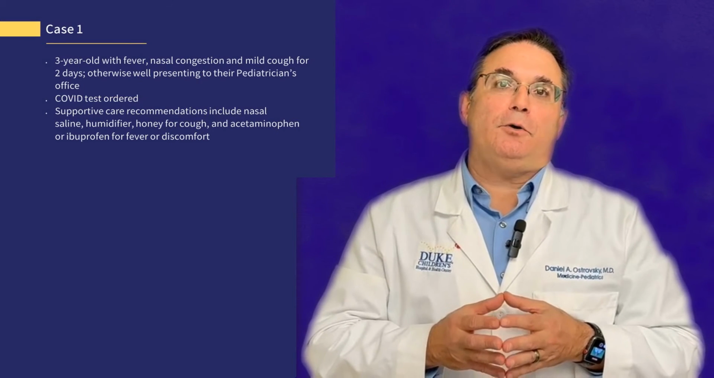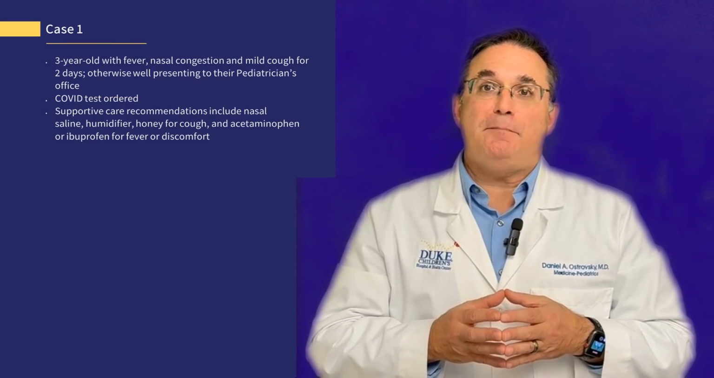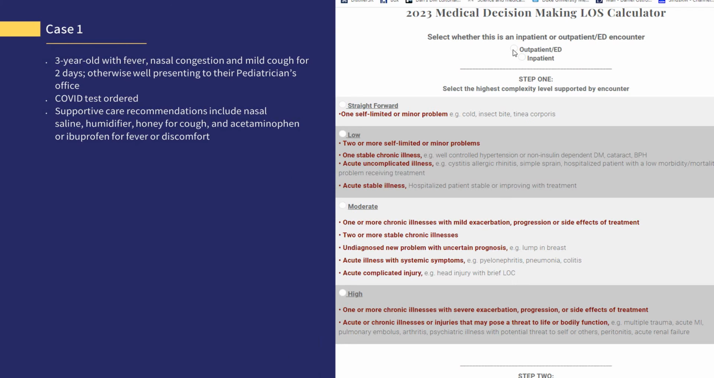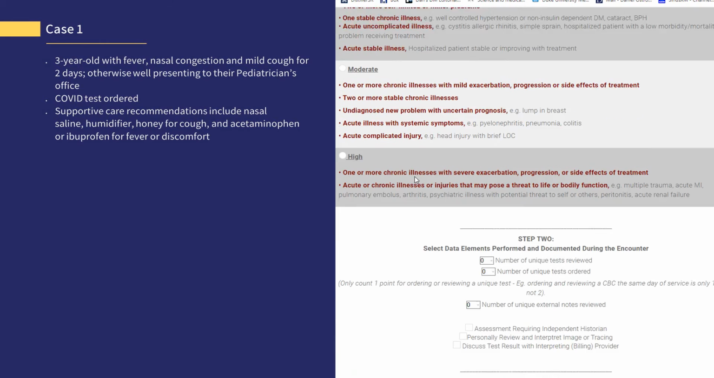Case 1 is a 3-year-old with fever, nasal congestion, and mild cough for 2 days. Is otherwise well, presenting to their pediatrician's office. A COVID test is ordered. Supportive care recommendations such as nasal saline, humidifier are made. For the problem complexity, I would consider this an acute uncomplicated illness, which would be classified as low complexity.